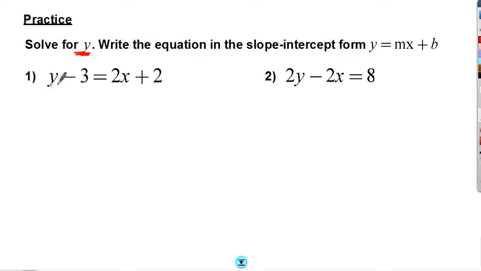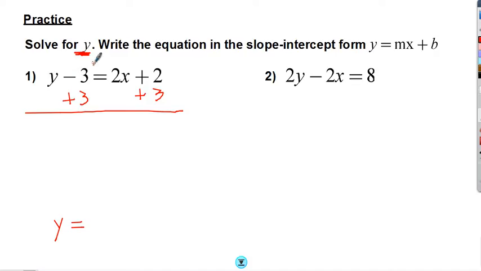Here it's y minus 3 equals. We want to find y equals. That means we need to get rid of that minus 3. And how do we do that? We do the opposite operation, opposite of subtraction and addition. So we add 3 to both sides.